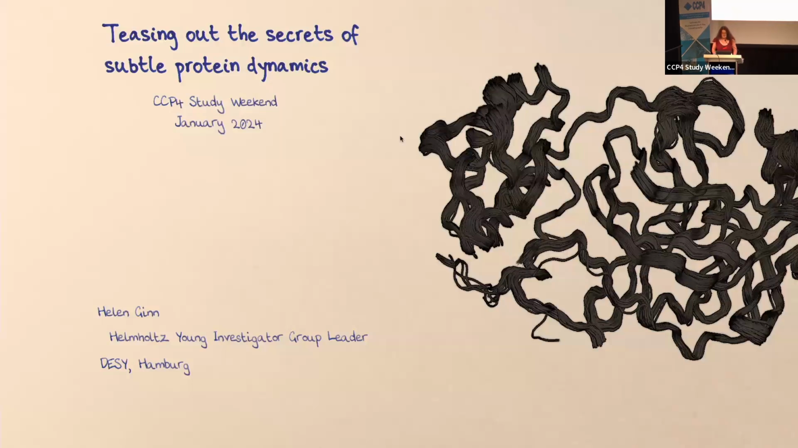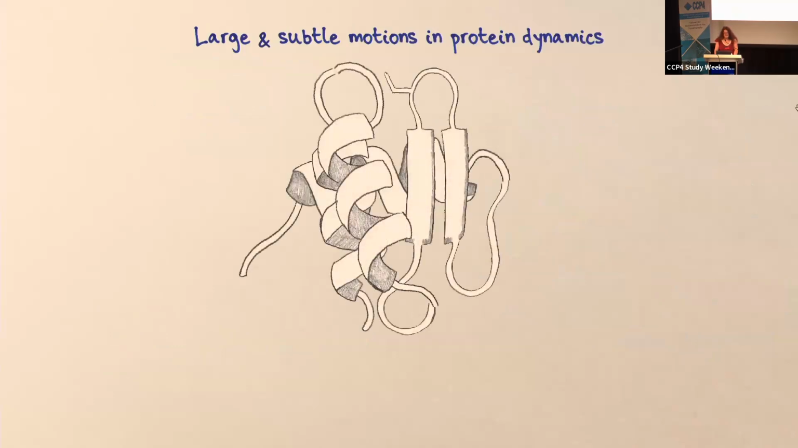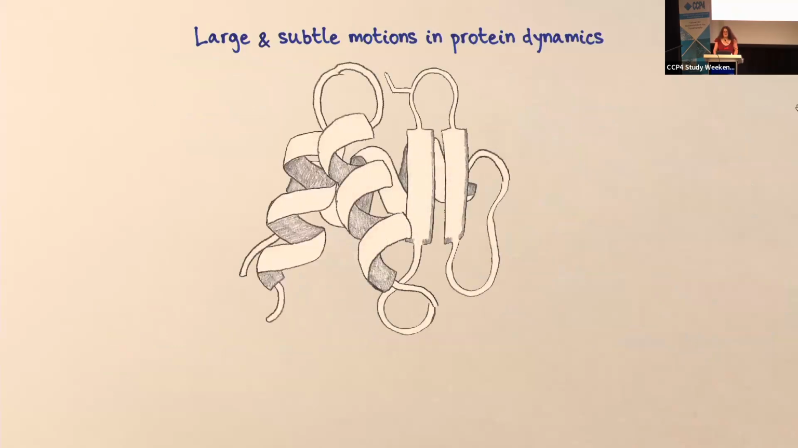So yes, I'm going to talk to you about protein dynamics. I think protein dynamics we can pretty much separate into two kinds. We have the really obvious kind, like the opening of an active site that produces a large electron density change in your structure. These are really easily identifiable motions, and we deal with those pretty well.